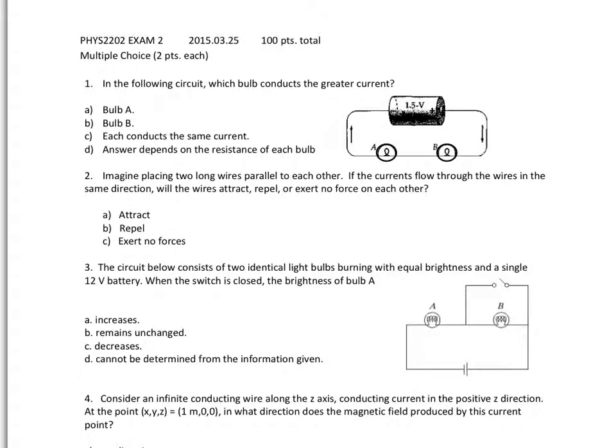For the first problem, because light bulbs A and B are in series, all the current that flows through one will flow through the other. Therefore, the correct answer is C. Each conducts the same current.